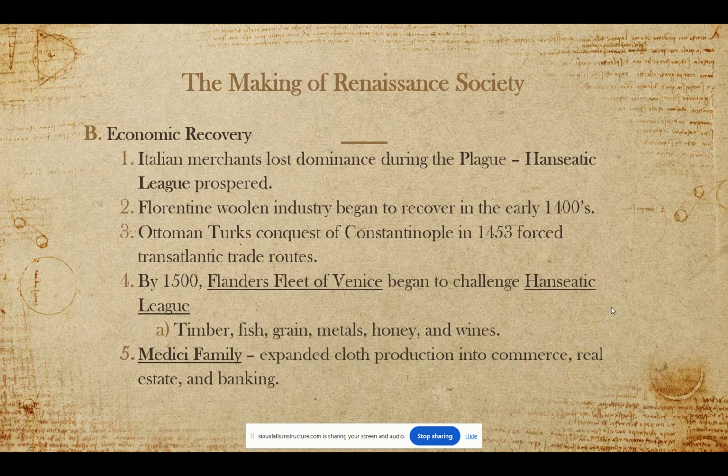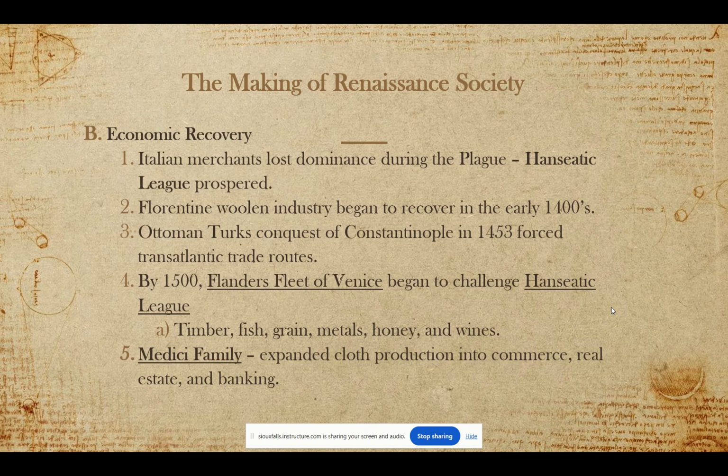All right, so let's look specifically at what happened economically during this Renaissance period, 1300 to 1500. We start to see Europe recover from the Dark Ages economically. And this Renaissance had its birth in the Italian city-states, specifically a city-state called Florence, Italy.